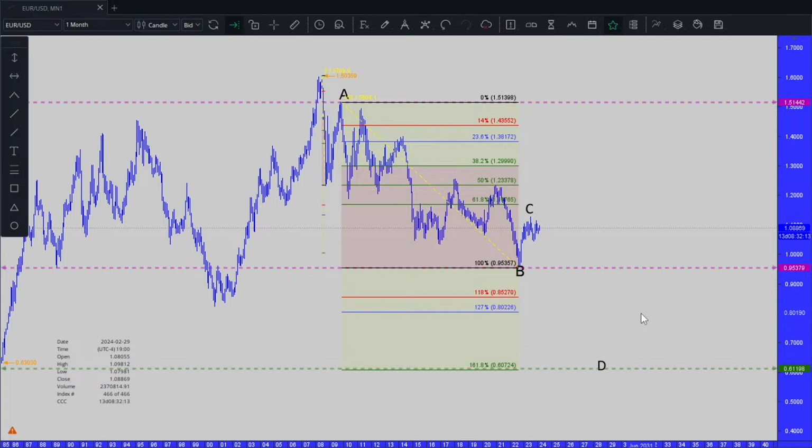Fibonacci has a tradable edge, right? What is it showing to you?